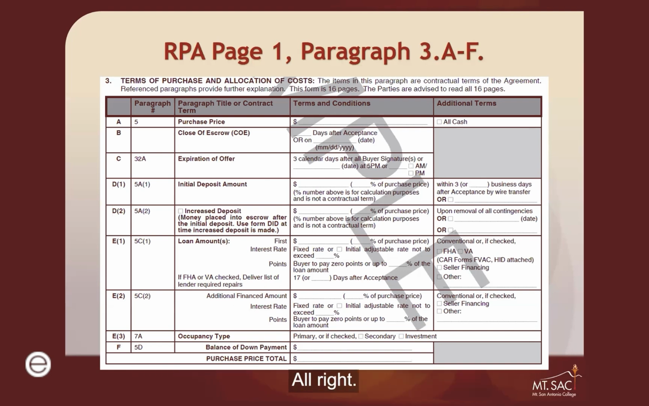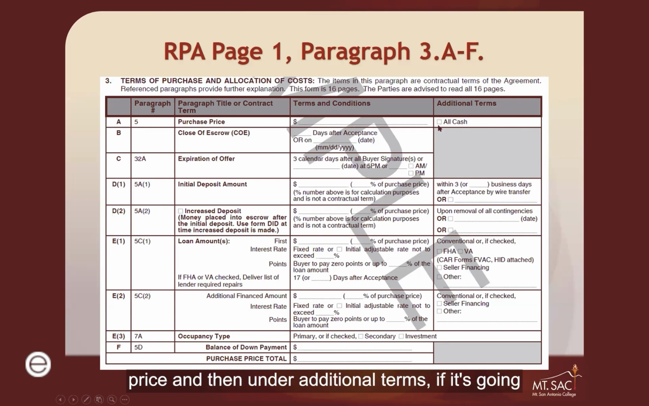All right. So then in column 3, we have the purchase price identified. Column 4, we type in the amount of purchase price. And then under additional terms, if it's going to be in all cash, you click that.